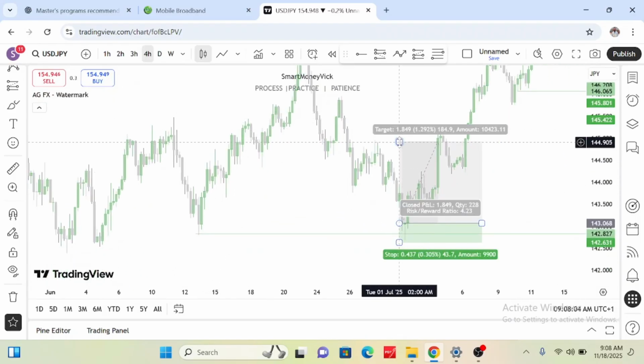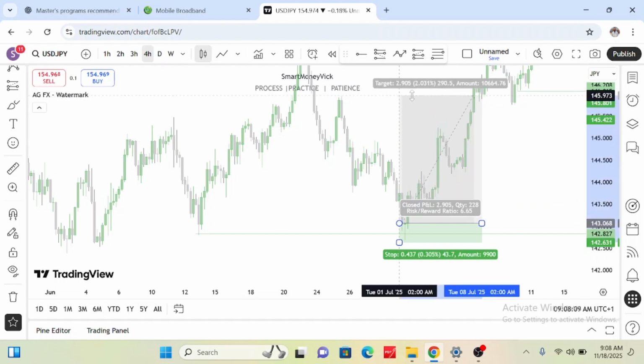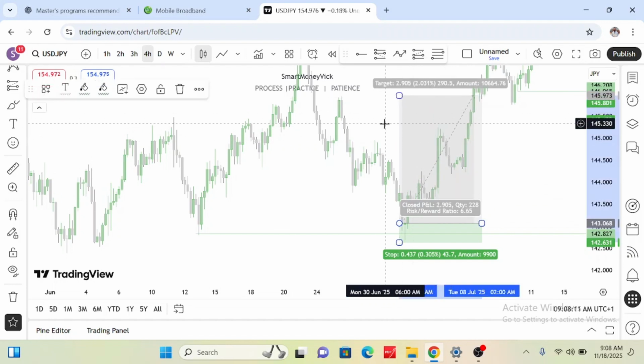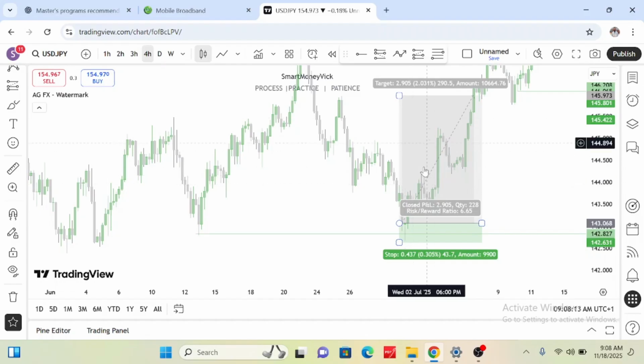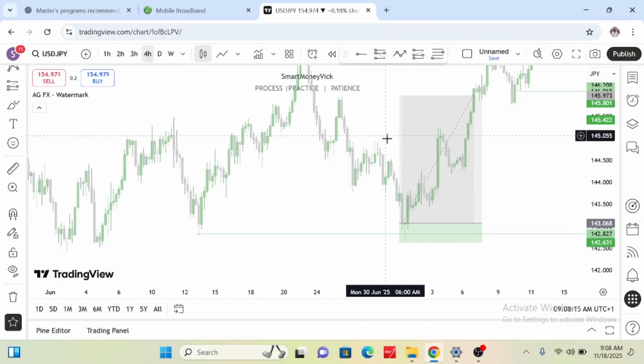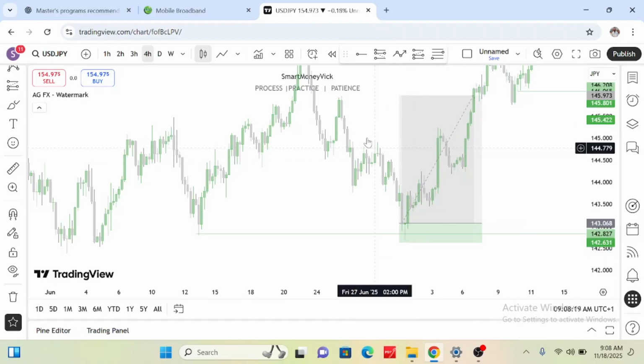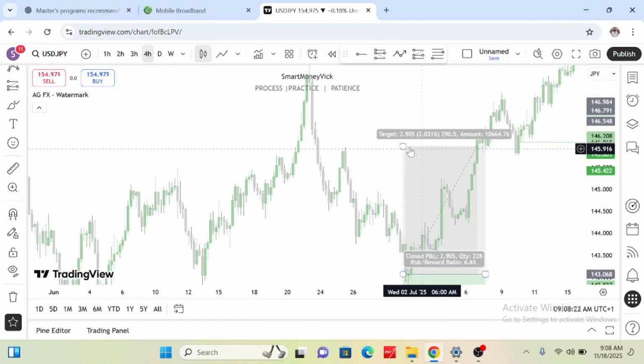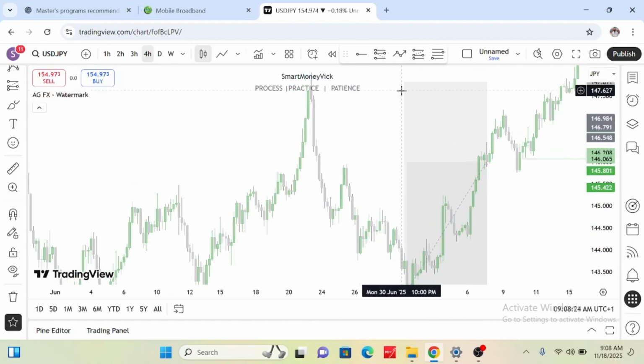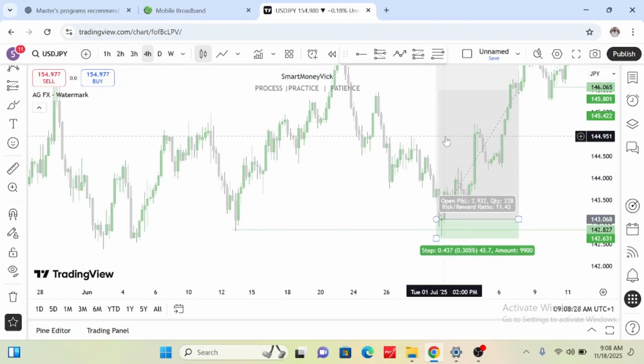At this level we already have 1:4 RR. At this level we already have 6 RR. So you can be trailing your stop losses along, or you take partials after the first TP is hit. After this level is hit, take partials, then you hold the rest until the final target is hit. This is how you trade.